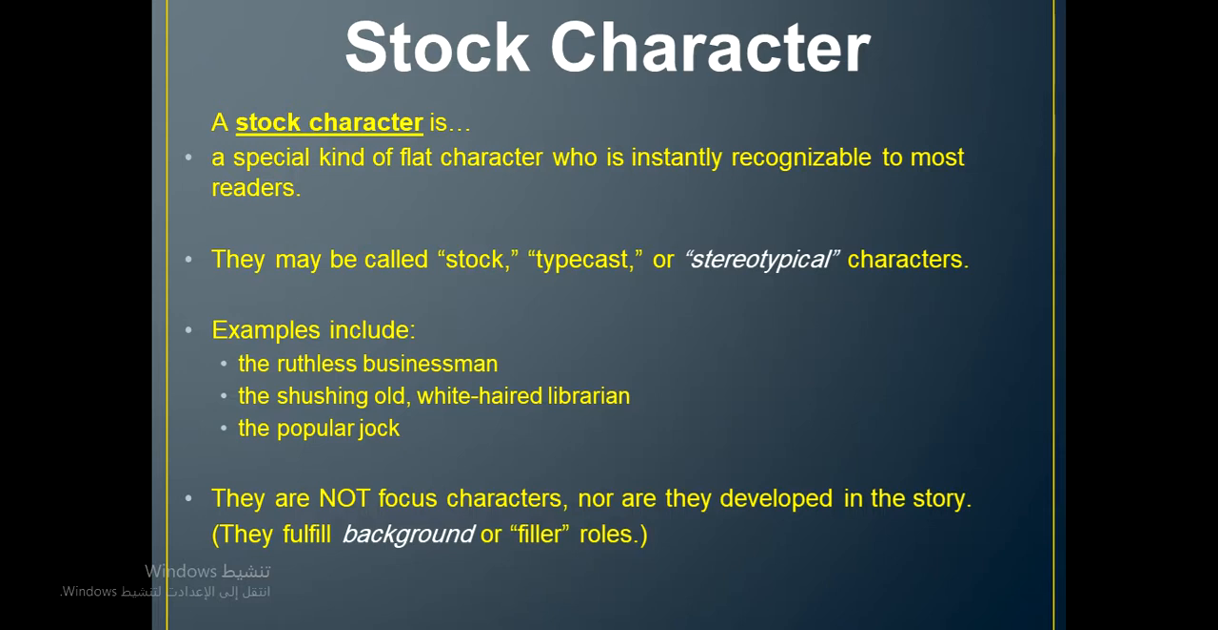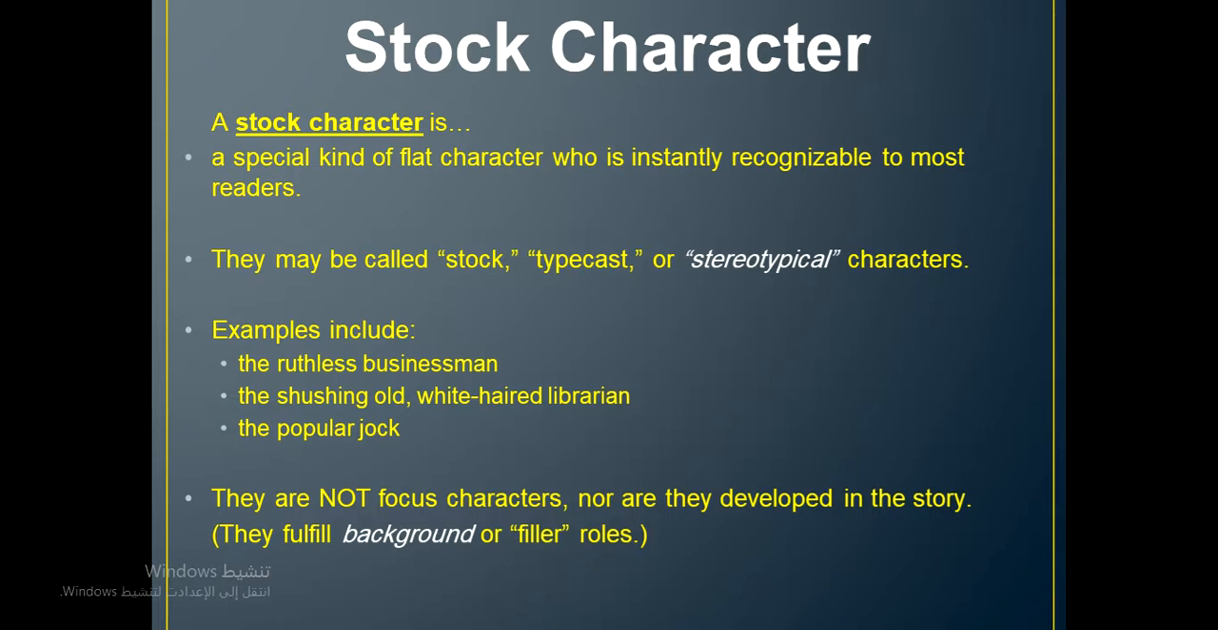Let's talk about stock characters. A stock character is a special kind of flat character who is instantly recognizable to most readers. Flat character means that it's not a main character. It's not, let's say, a dynamic character. It has a minor role, but this role is recognizable to the readers.